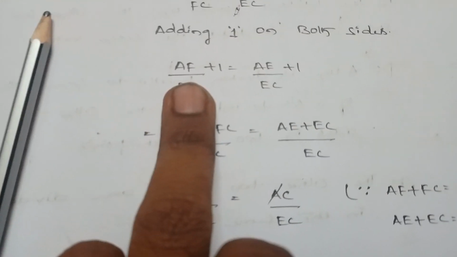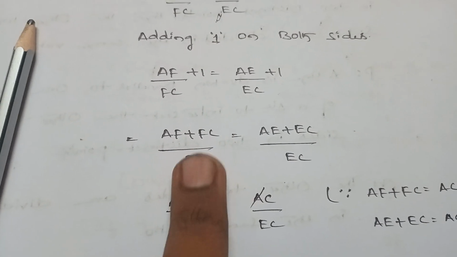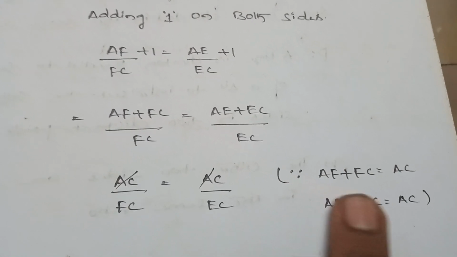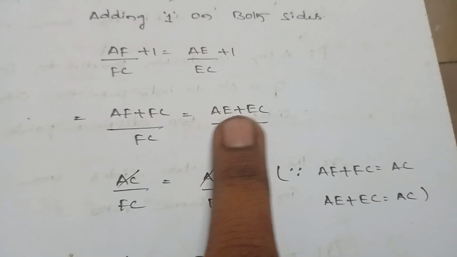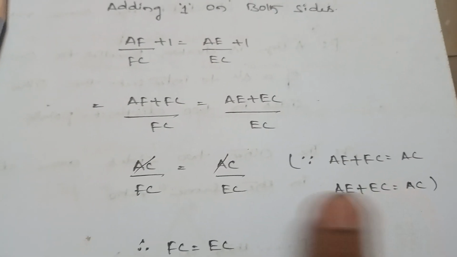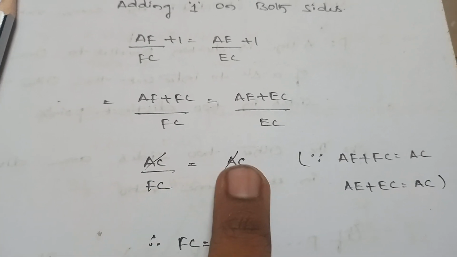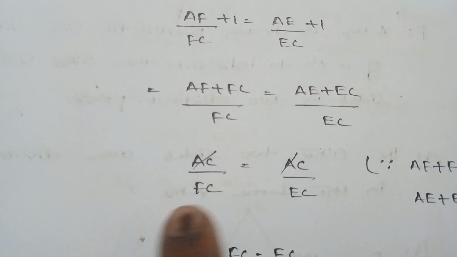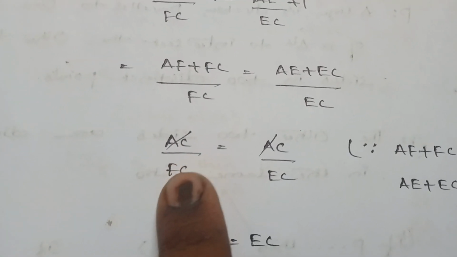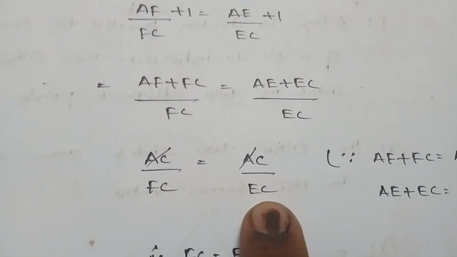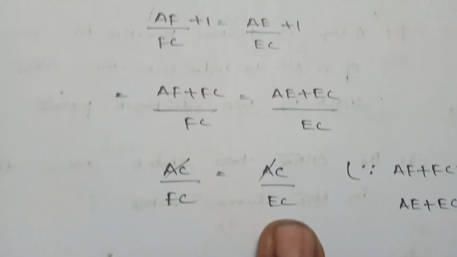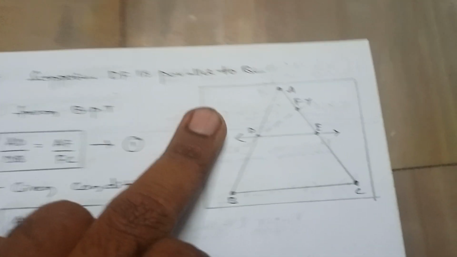Now taking the LCM of that, we get AF by FC equal to AE by EC. Now AF by FC plus 1 is nothing but AC by FC, and AE by EC plus 1 is nothing but AC by EC, guys. That one I mentioned here. Then AC by FC equal to AC by EC. How do these two become the same, guys? Therefore AC gets cancelled. We get FC equal to EC, guys. Yes or no?